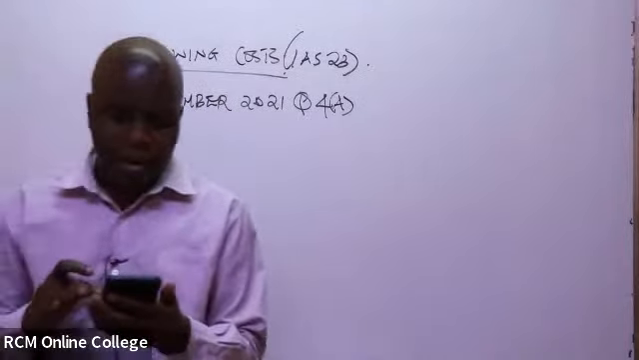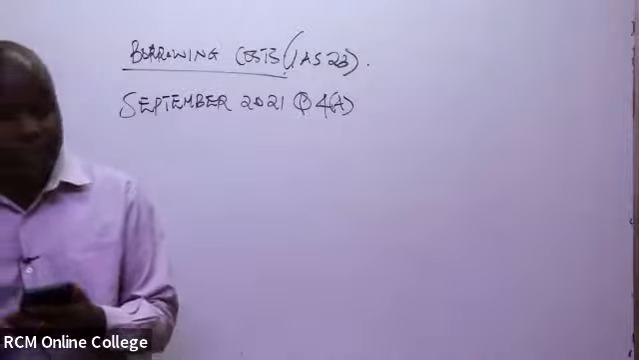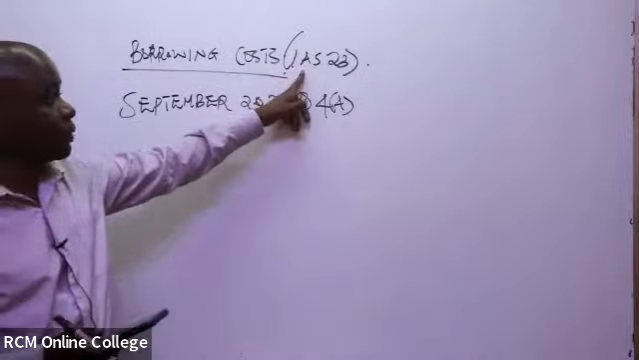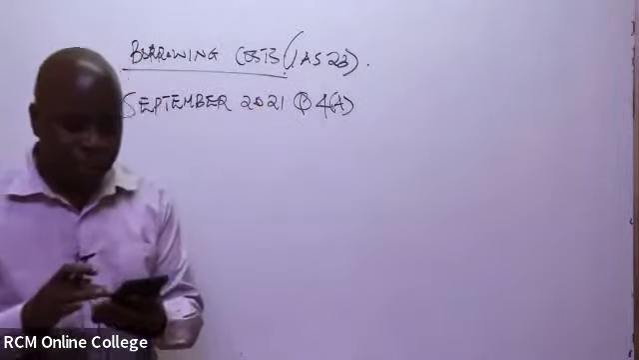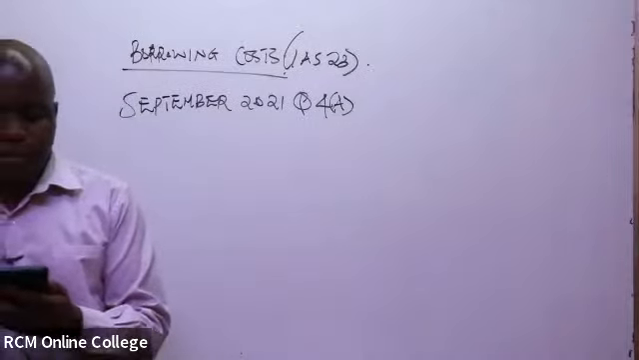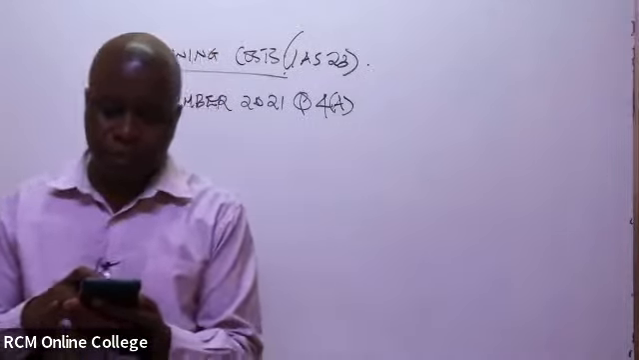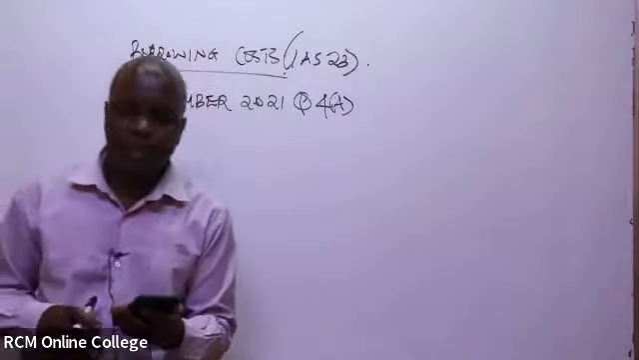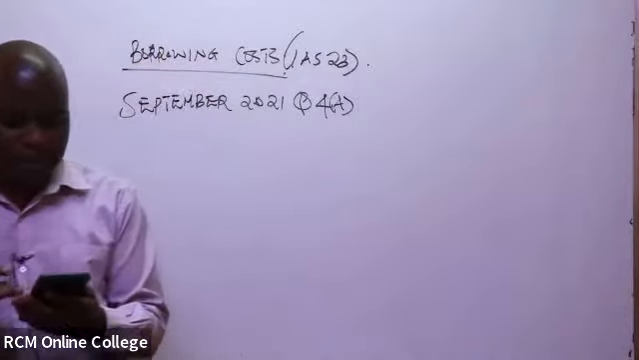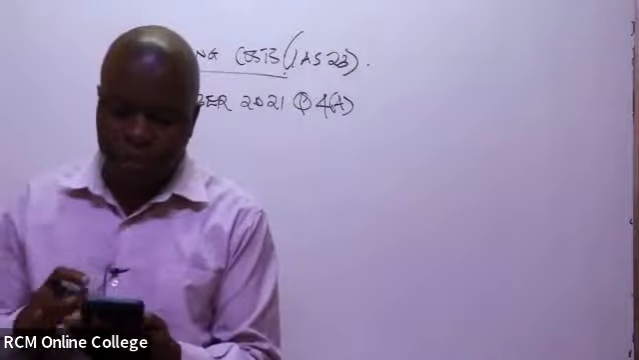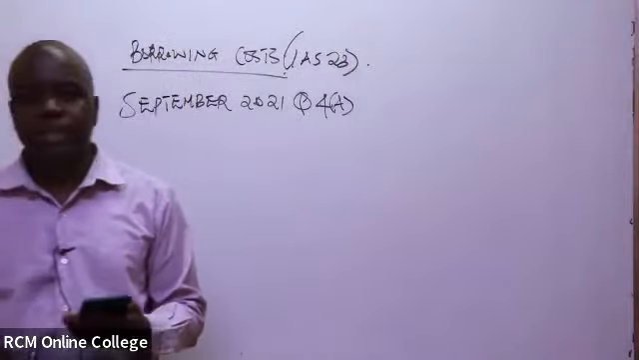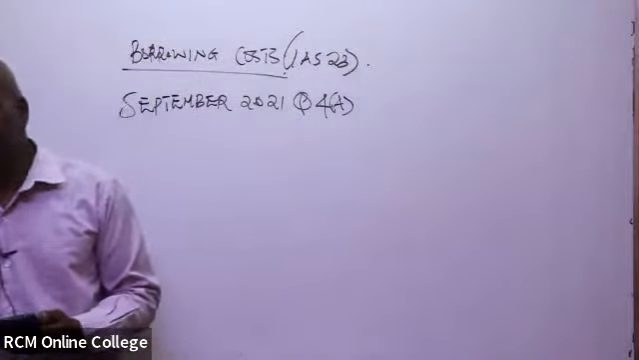Required, in line with provisions of International Accounting Standard number 23, that is regarding borrowing costs, determine, number 1, the borrowing cost to be capitalized for each of the projects as of 31st of December 2020, then the value of the assets in the books of Darubini Limited as at 31st of December 2020.